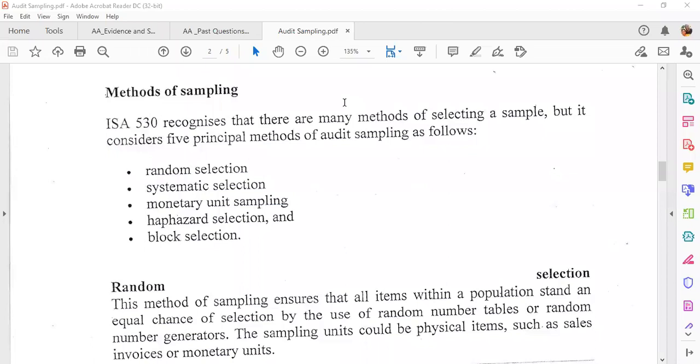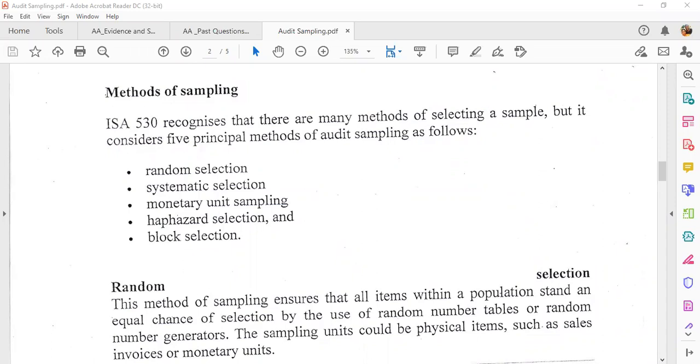So now look at this method of sampling. Now we have what we call random, systematic, monetary, haphazard, and block selection. So now what I want to do from here is show you an example of this.